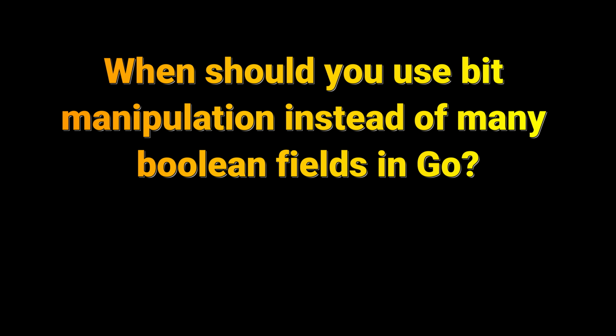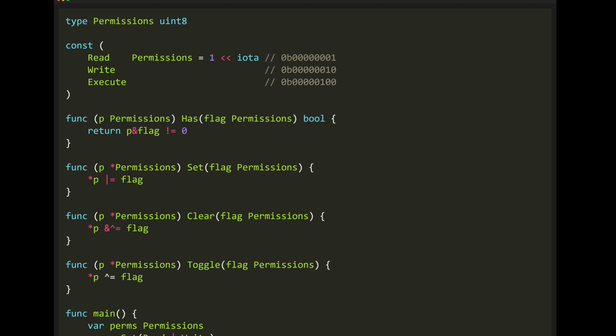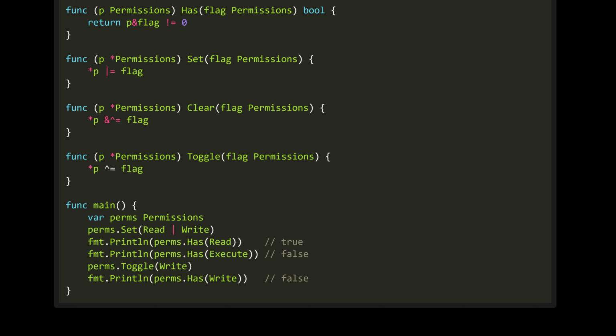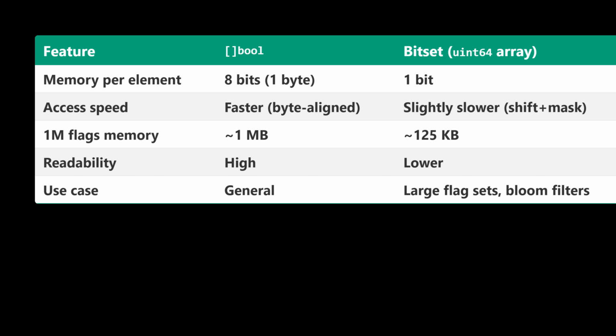Question: when should you use bit manipulation instead of many Boolean fields in Go? Answer: you should use bit manipulation when you have many related Boolean flags and want to store them efficiently. Instead of using many separate bool fields, you can pack them into a single number using bits. Each bit represents one flag, like read, write, or execute permissions. This saves memory and makes it easy to set, clear, toggle, and check flags with simple operations. Bit flags are commonly used for permissions, feature flags, and low-level or performance-sensitive code.